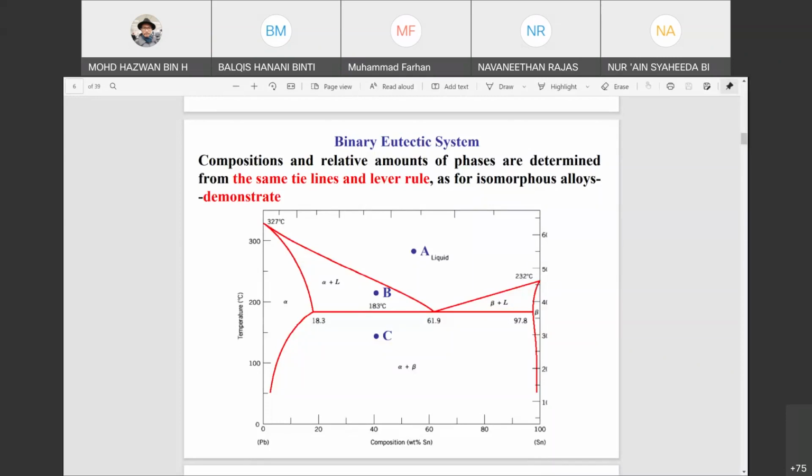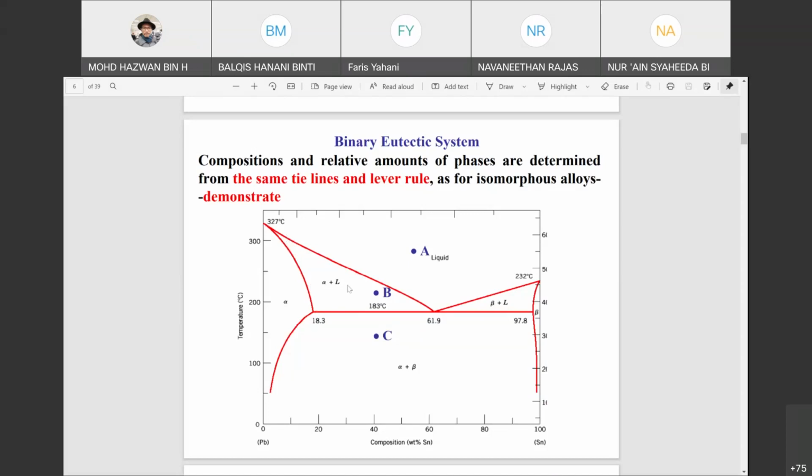Dia dalam fasa apa tu? Point B, Faris. Fasa liquid and... I'm not sure. So nampak tak dia tu, B tu dia dekat dalam ni tau. Dia dalam region ni, dalam triangle ni. Nampak tak?